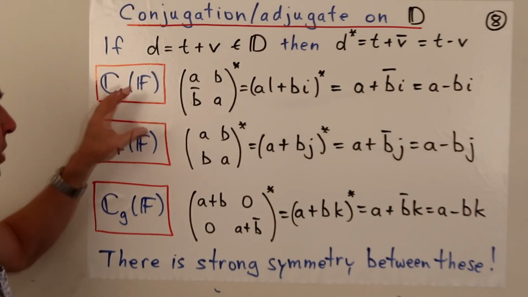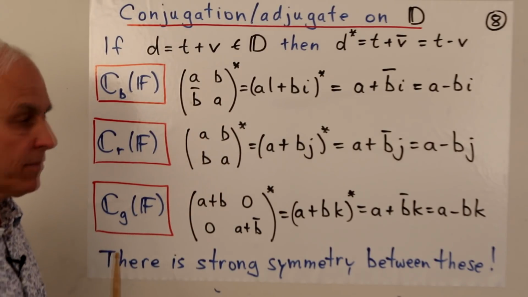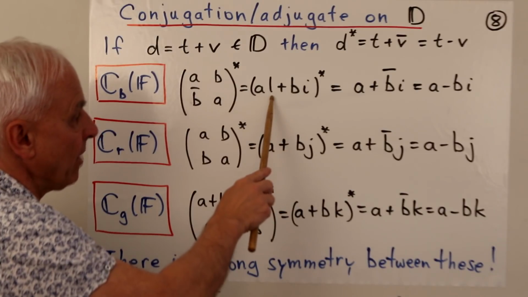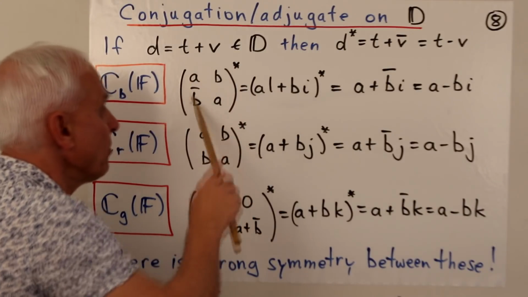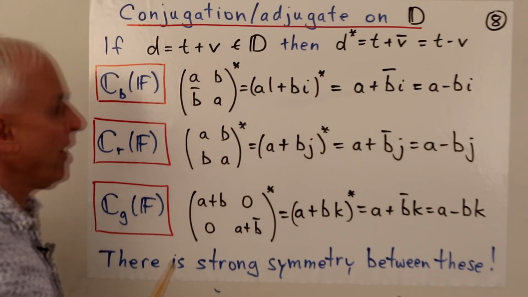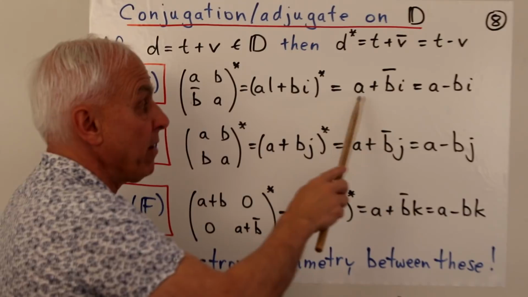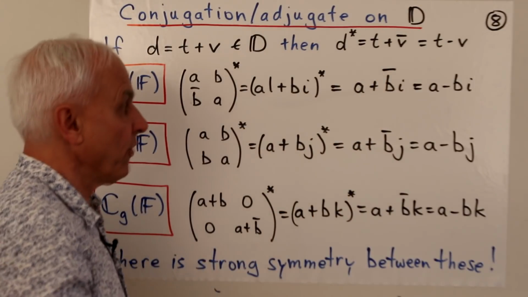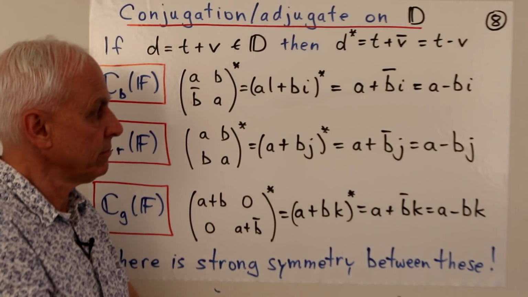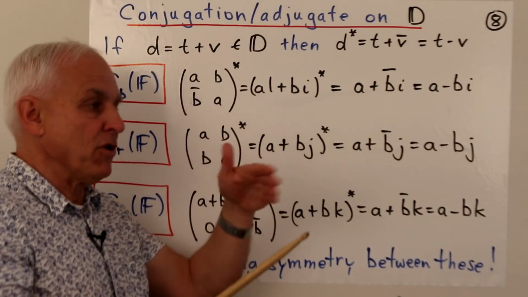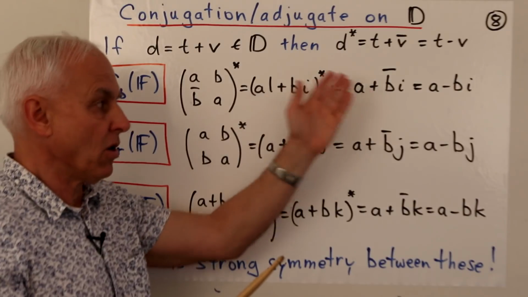In the blue case, we're looking at matrices of the form A, B, B bar, A, which we can write in terms of our basis as A times 1 plus B times I. And now if we star this one, or conjugate it, then what happens is just that the coefficient of I is negated. We get A plus B bar I, which you could also write as A minus BI if you introduce subtraction.